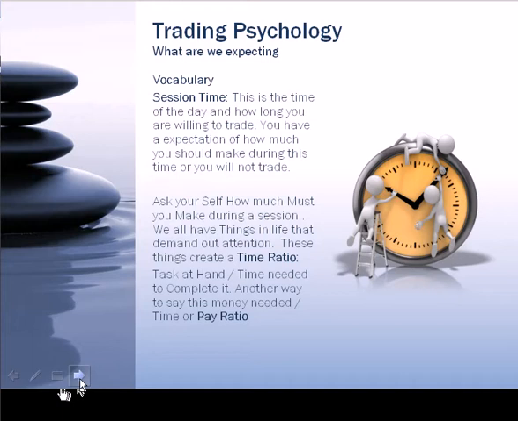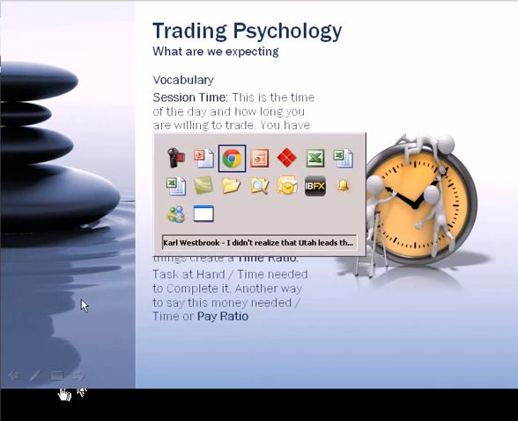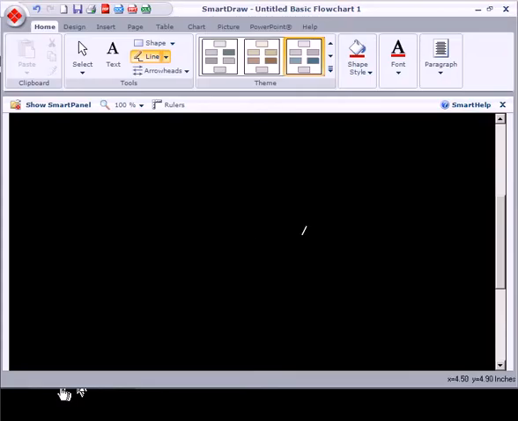We all have things in life that demand our attention. These things create a time ratio to task in hand. Time needed to complete it over task in hand. Another way to say this is we have a real need for money. It's called a pay ratio. It's how much we need to make.